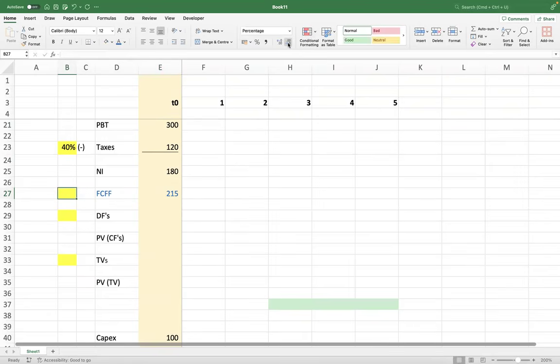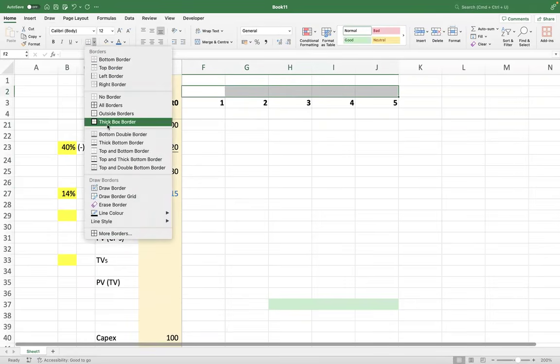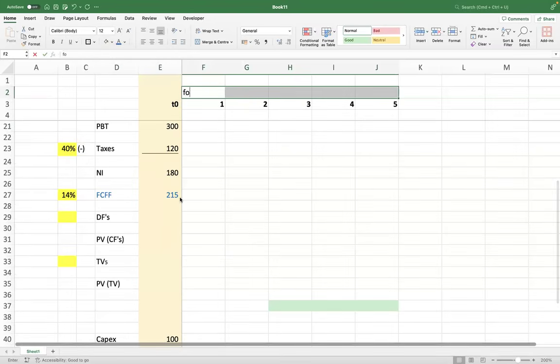Now these FCFFs are expected to grow within the forecasting period. Now this period that you have here, this one, this is what? This is your forecasting period of 5 years. Isn't it? This becomes your forecasting period. So you must always highlight that separately.